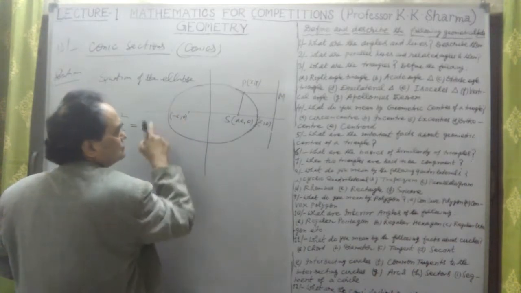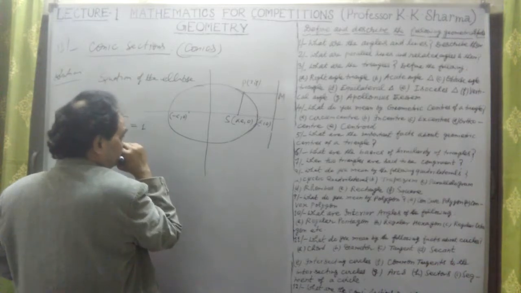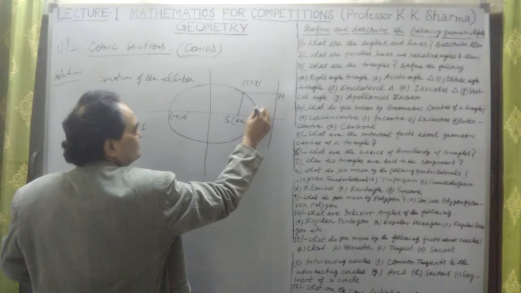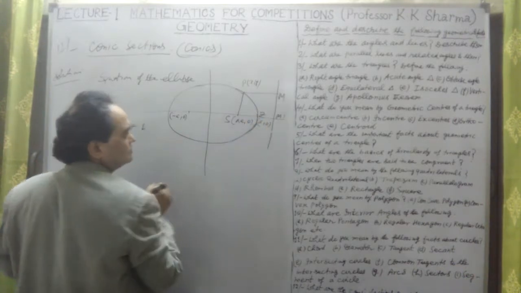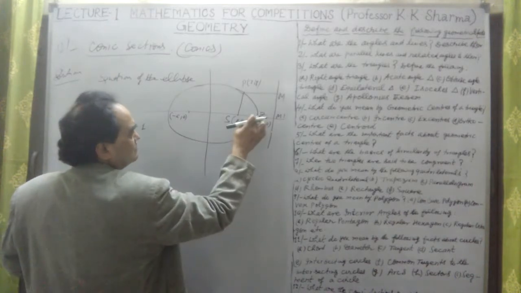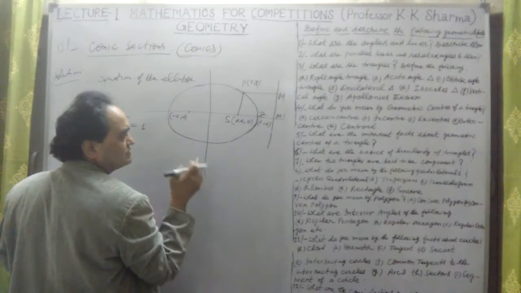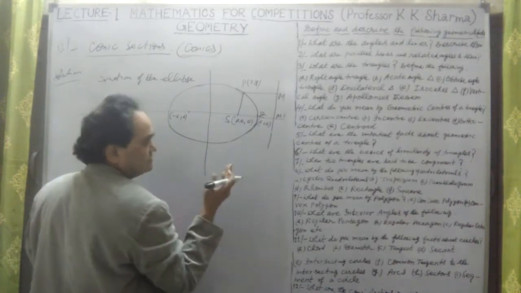At this point, the total length is twice A. If I take this point Z, and this M dash point, this distance ZS upon ZM dash is equal to E, which is less than 1.